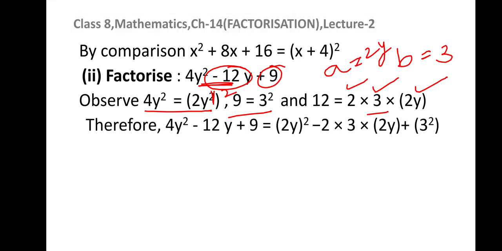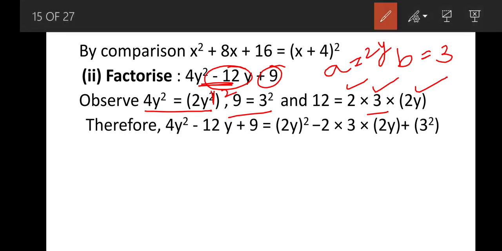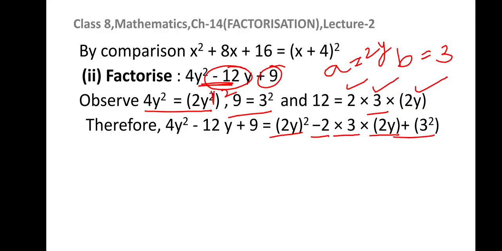So it will be a square, that is 2y whole square, minus 2ab, or you can write 2ba, it is one and the same thing. Ideally 2y should be written before 3, plus 3 square, that is b square.